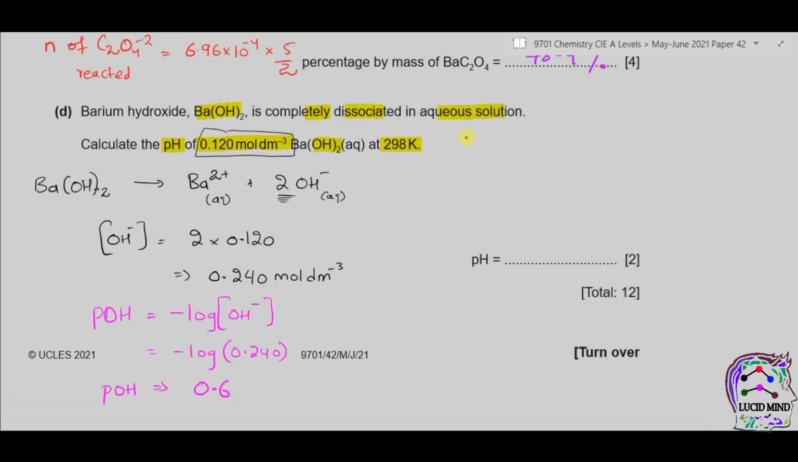Now as we know the formula, pH plus pOH is always equal to 14. We have the value of pOH, 0.6, so pH is equal to 14 minus pOH, or 14 minus 0.6. So the value of pH comes equal to 13.4.